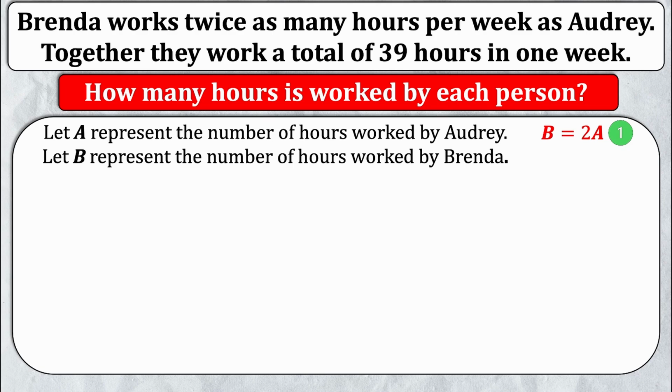Now my second equation is much easier to figure out. It says that together they work a total of 39 hours, which means all of Audrey's hours plus all of Brenda's hours equal 39. And so I have A plus B equals 39.